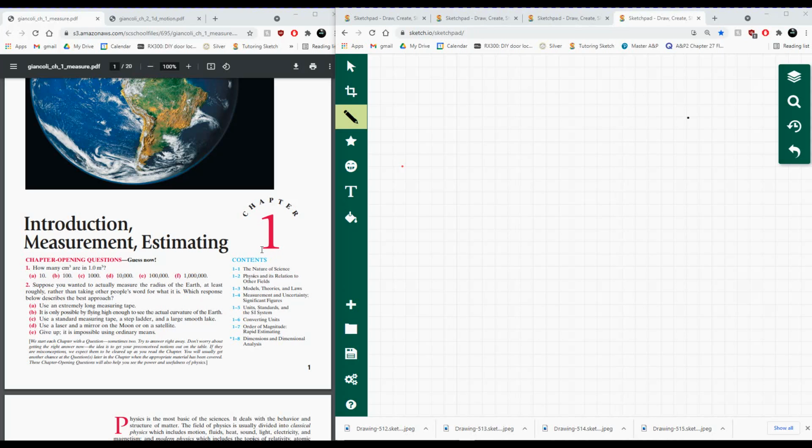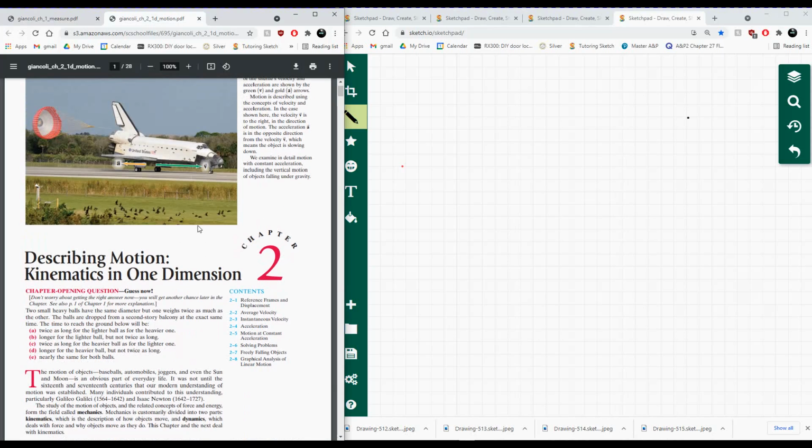Now, because in the first half of summer we did AP chemistry topics, the first chapter of typically every science class that you see in high school is going to correspond to the same topic. So what we're going to do is move on to Chapter 2, which is describing motion, kinematics in one dimension.